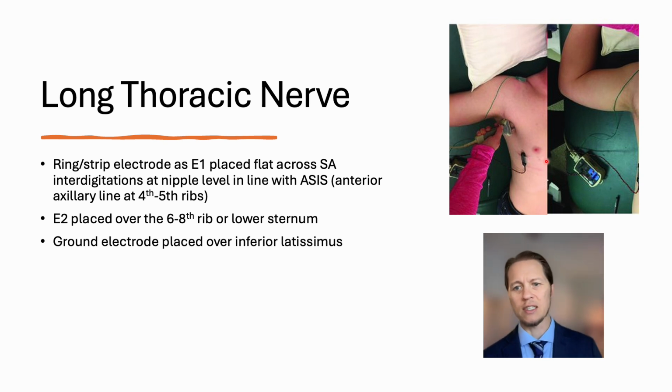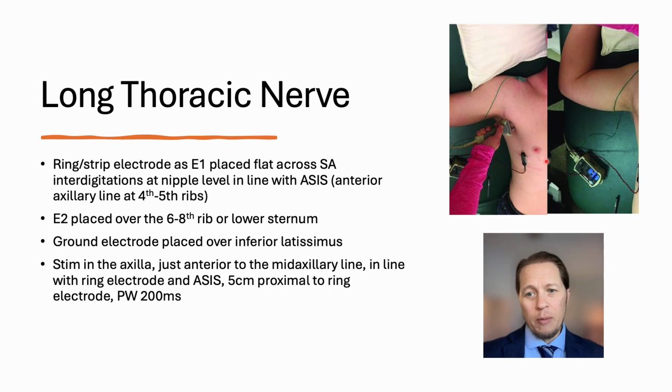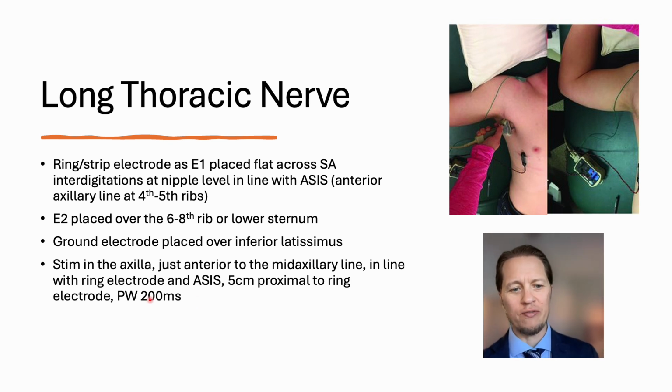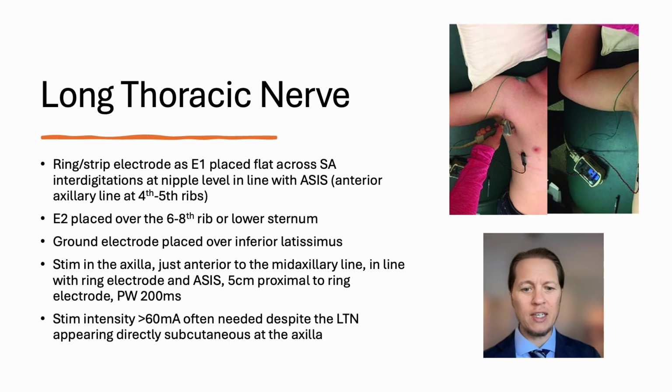You place the ground. I usually put it on the lat. Some people also put a ground on the sternum. And then you stimulate, yeah, exactly where they're showing, right in the armpit. This is not a fun thing to do. And you actually have to use a fair amount of pulse width here. You got to crank it up to 200 or even 250 and go up to about 50 or 60 milliamps, actually, despite the nerve being right under the skin. I mean, it is right there. But this is just the reality of long thoracic nerve stim.